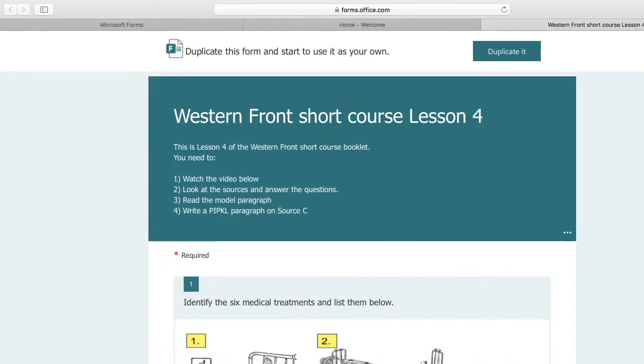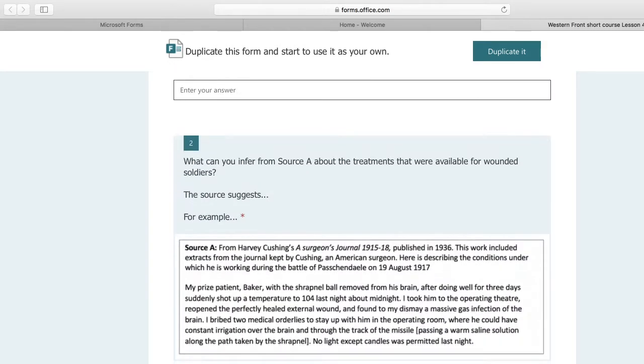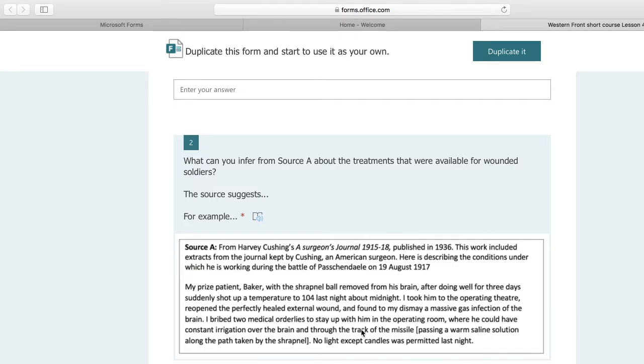And actually, it's pretty simple if you just remember a little bit from each one. So first thing you have to do is identify the 6 medical treatments, just as you would normally list them. The second thing that you have to do is read through the source. Now, I'm going to let this be a little bit more independent for you, where all I want you to do is read through the source, then make an inference about the treatments that were available. I want you to think about what treatments are they talking about? What are they saying about those treatments? What can you learn? And in the same way, you would write what you can infer and pick an example, pick a quote.